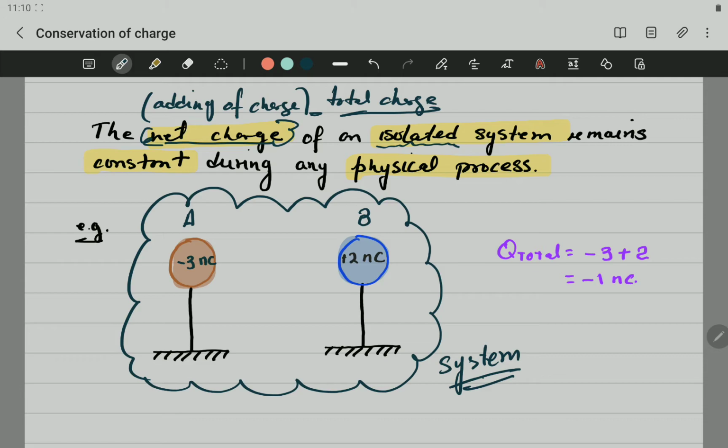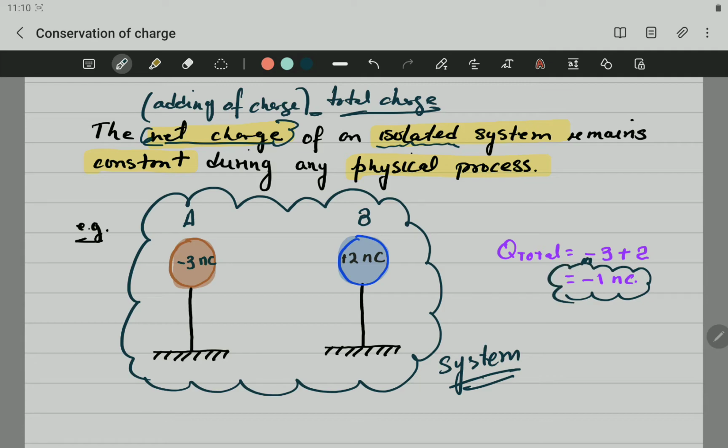Now the total charge is going to be minus 3 plus 2. You have to add and you have to respect the signs of each charge. So we have minus 3 plus 2. The total charge is minus 1 nanocoulomb.